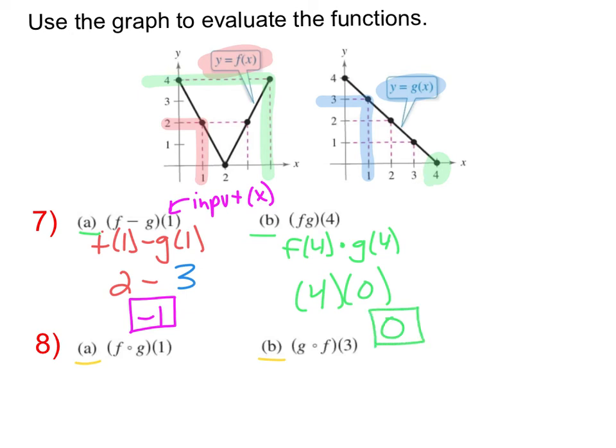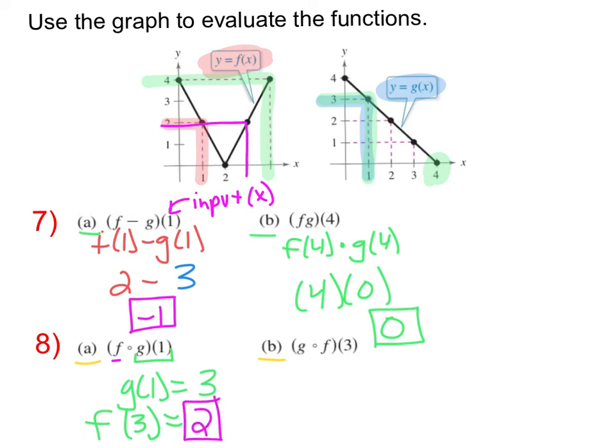Now, when you're doing composition like number 8, you need to do one at a time. So for example, here we're taking g of 1 and getting that answer and then substituting that answer into f. So g of 1, if I go to my g function where x is 1, the y value is 3. So that's 3. And then we're doing f of that value, which is 3. So on the f function, when x is 3, y is 2. So composition, you have to do one at a time.